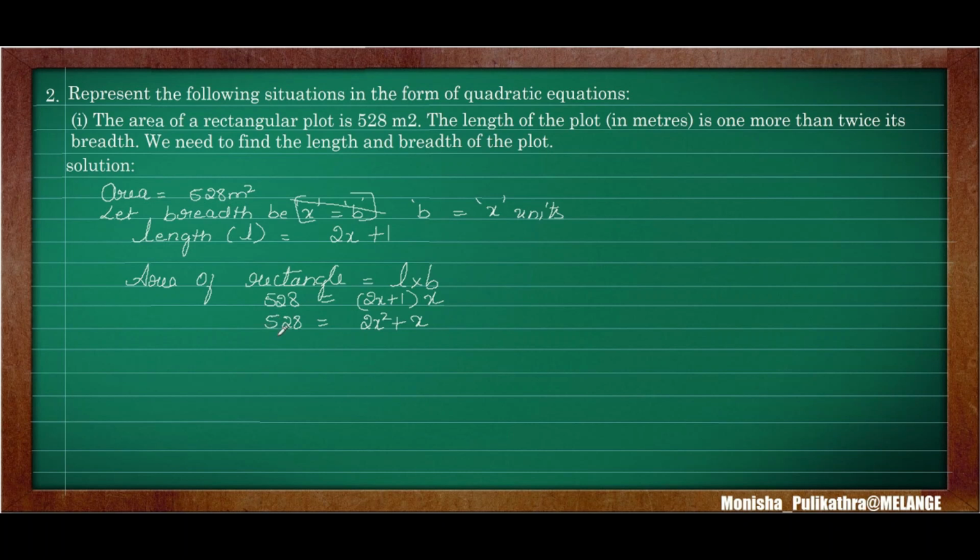Now I will shift this 528 to the right hand side. It will become 2x square plus x minus 528 is equal to 0. So it is in the form ax square plus bx plus c is equal to 0. Therefore, it is a quadratic equation. So we have to reduce the sum into a form of a quadratic equation. I hope you understood this.